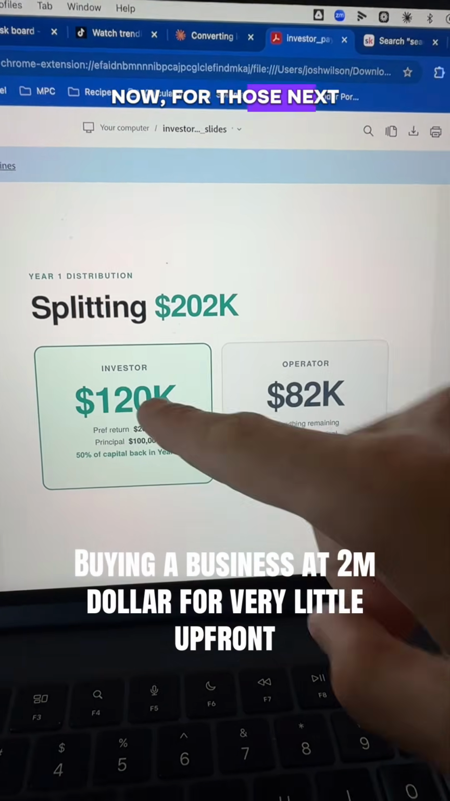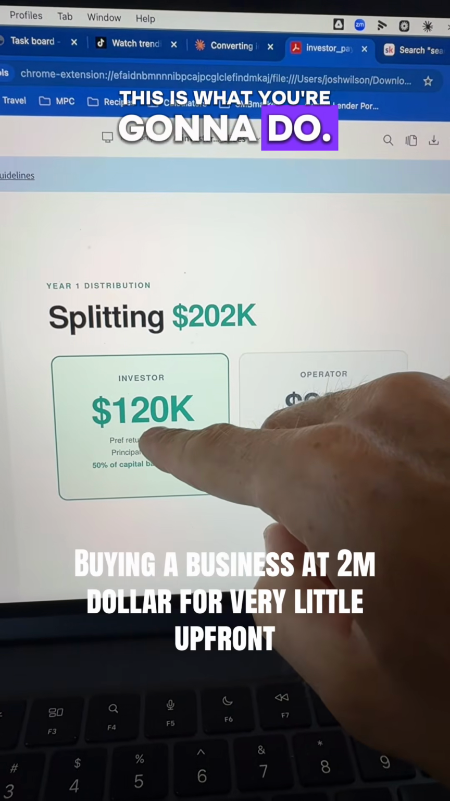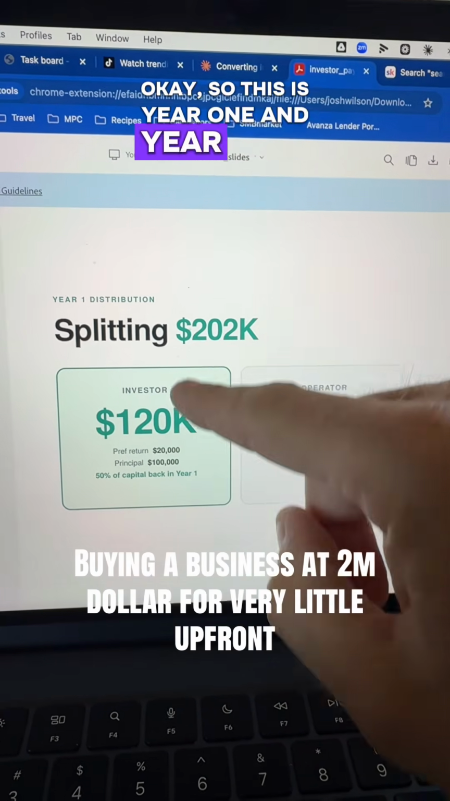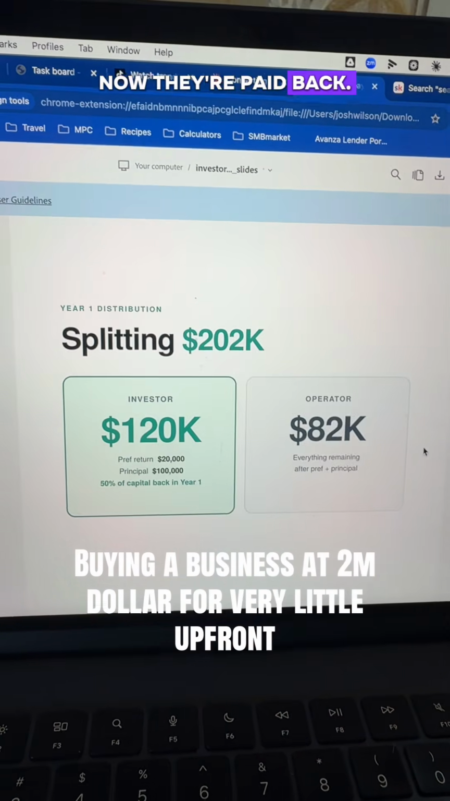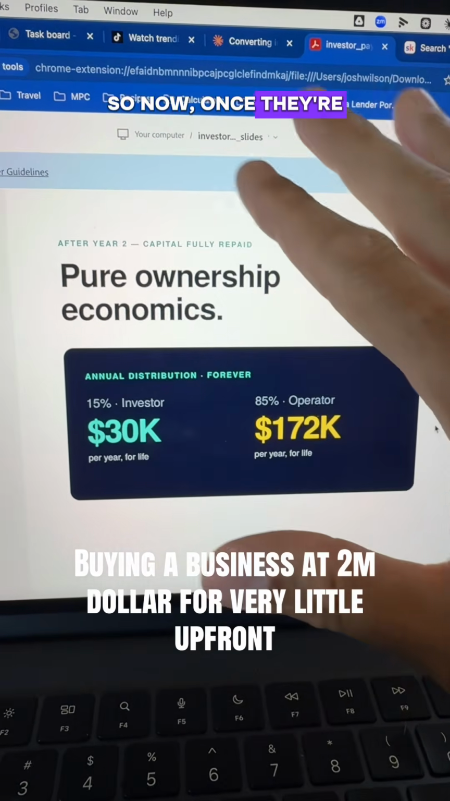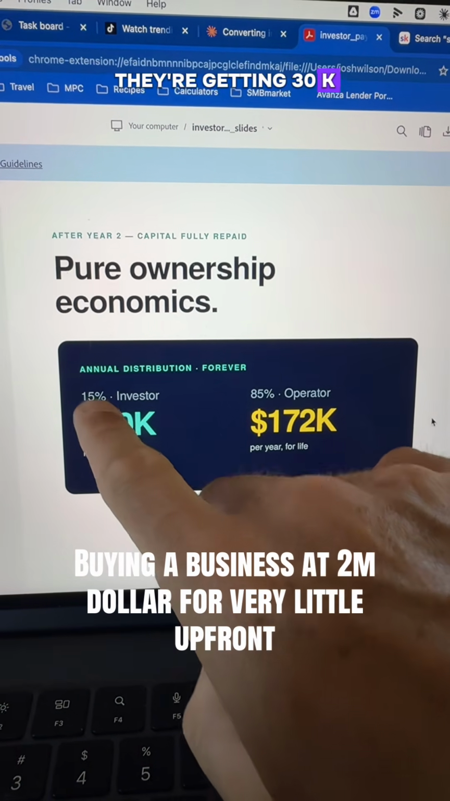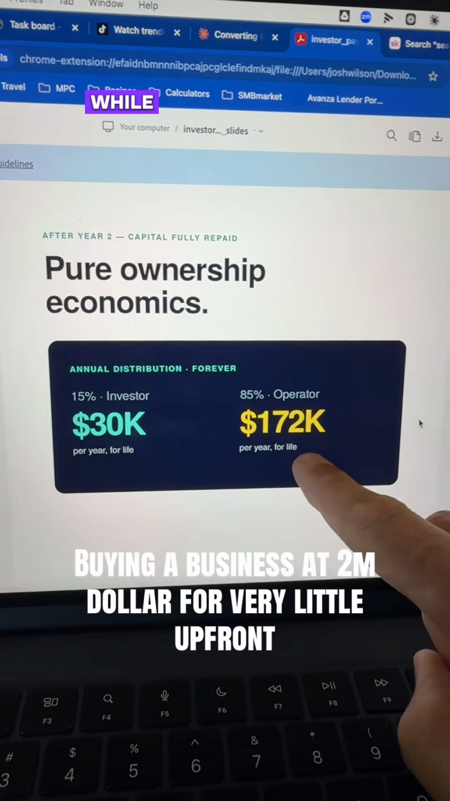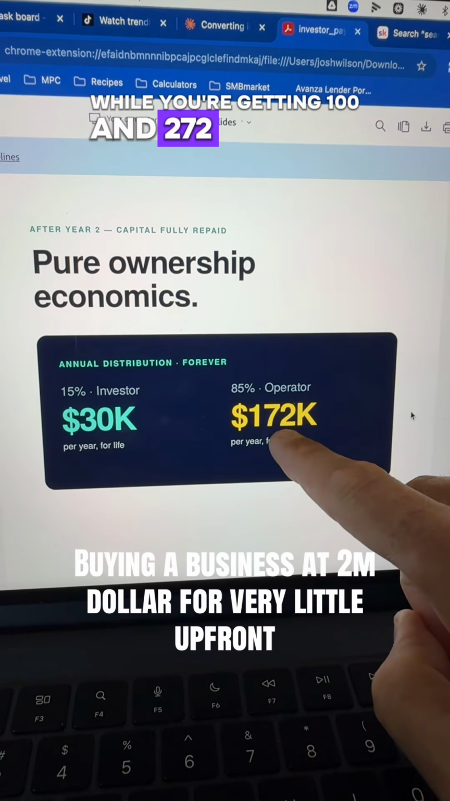Now, for those next 2 years, this is what you're going to do. Okay, so this is year 1 and year 2. Now they're paid back. Now it gets into profit and distributions. So now, once they're paid back, they're getting $30K, which is 15% of that profit, while you're getting $172K.